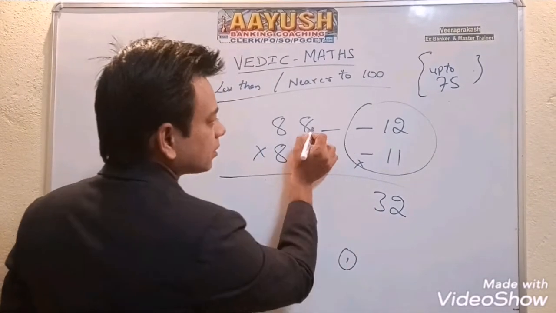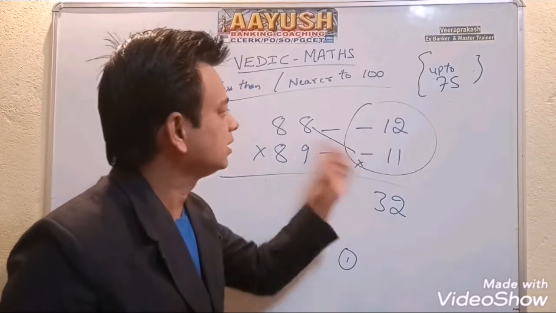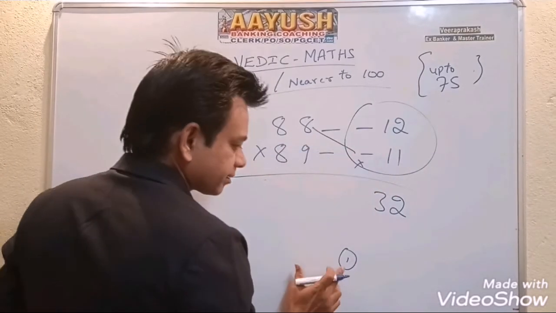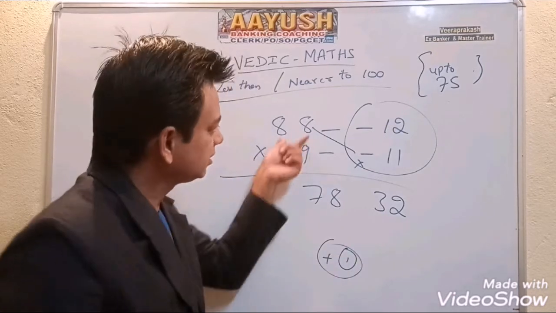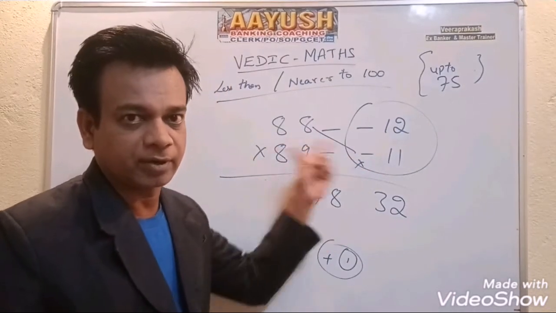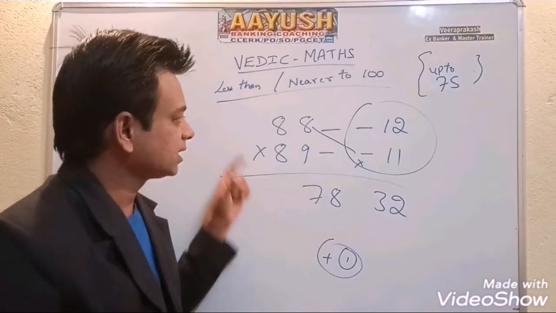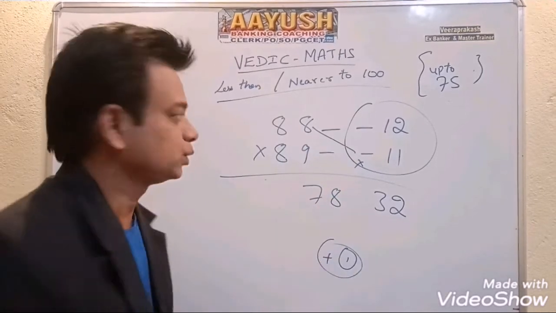Okay, now cross subtraction. 88 minus 11 or 89 minus 12, both will give the same result. So 77 plus 1, 78. This carry you have to add to the result of the cross subtraction. So the answer for 88 into 89 is 7832.